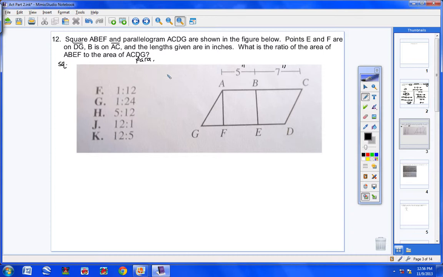So the final question is, what is the ratio of, are you ready? The area of my square, that's what it says. What is the ratio of the area of ABEF to the area of my parallelogram? So that's my goal. I'm going to find the area of the square and put it up top, find the area of the parallelogram and put it in the bottom.